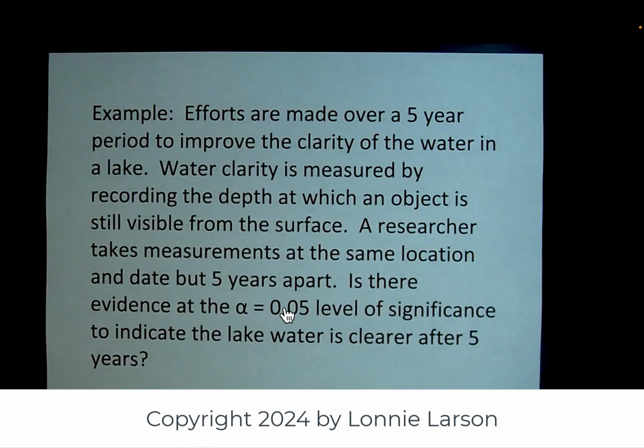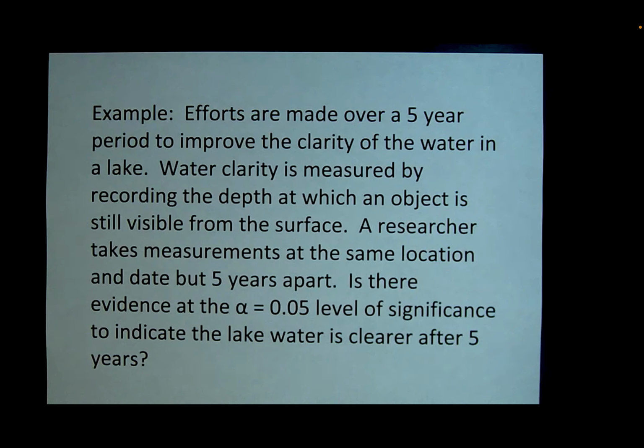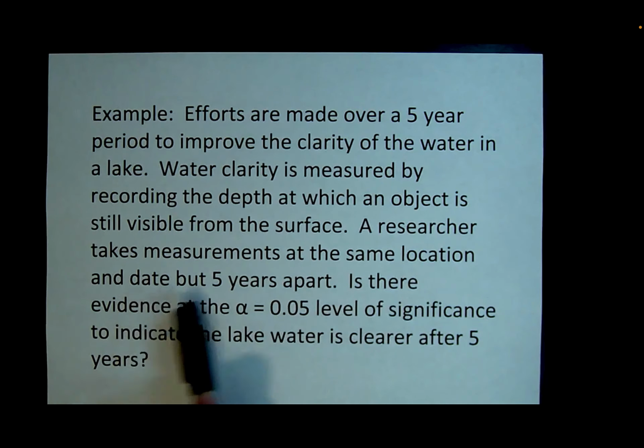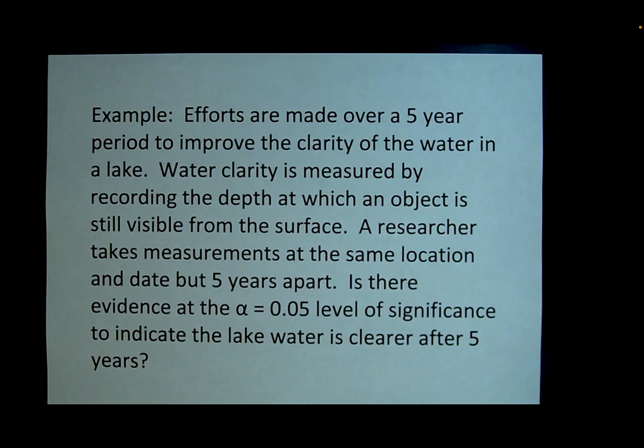Okay, so here's an example of setting up a hypothesis test for difference between two populations, matched pairs. Efforts are made over a 5-year period to improve the clarity of the water in a lake. Water clarity is measured by recording the depth at which an object is still visible from the surface. A researcher takes measurements at the same location and date, by which I mean day of the year, so 5/11 or 7/13. So same location and same day of the year, but the measurements are 5 years apart.